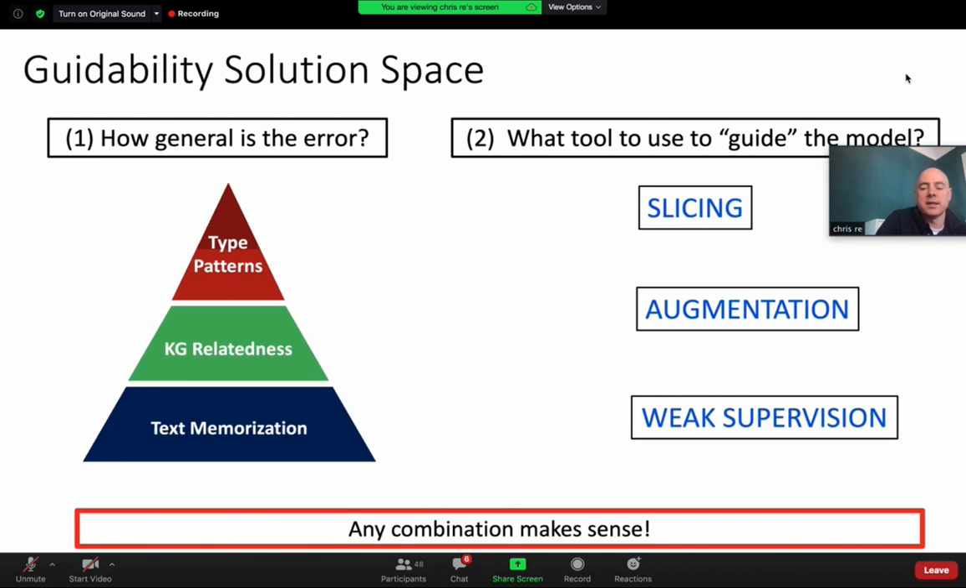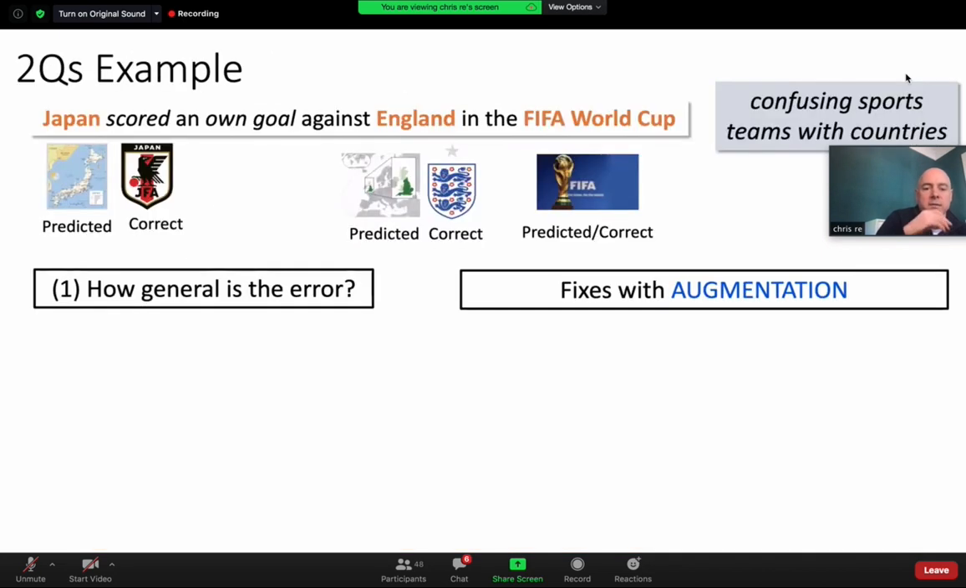So let me just show you one example, and then we'll skip over and we can discuss more. Here's a fairly systematic example that you could imagine. Japan scored an own goal against England in the FIFA World Cup. Well, it turns out that instead of matching to Japan here, we would probably want to match to their soccer team, right? And in both Japan and England, their football teams. And so this error could be at several levels.